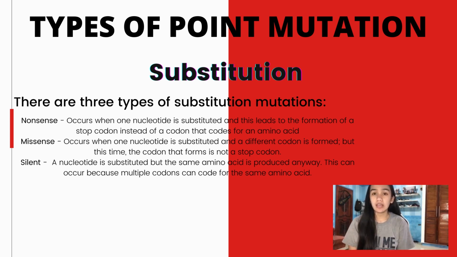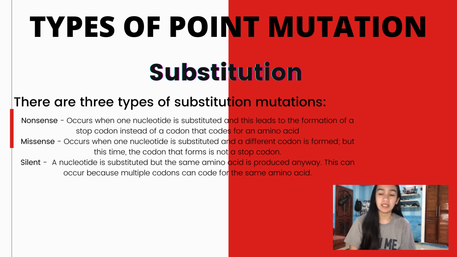And there are three types of substitution mutations. So first is the nonsense. It occurs when one nucleotide is substituted, and this leads to the formation of a stop codon instead of a codon that codes for an amino acid. So second is the missense. It occurs when one nucleotide is substituted, but a different codon is formed. So this time the codon that formed is not a stop codon.